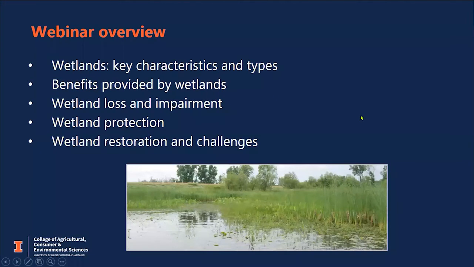To start with an overview of what I'll be talking about in the webinar today. I'll start with key characteristics of wetlands and a bit about how to distinguish different types of wetlands, particularly focusing on types of wetlands that we have here in Illinois. I'll discuss briefly the benefits that are provided by wetlands, talk a bit about wetland loss and biological impairment of wetlands historically, and then discuss protection and restoration of wetlands. And I really want to talk about some of the challenges that wetland restoration practitioners face when they're trying to restore these habitats.